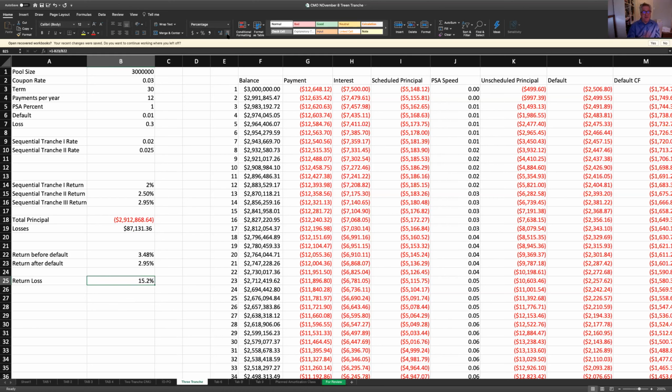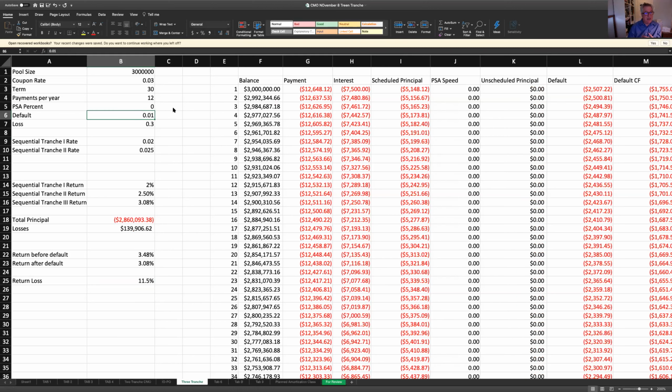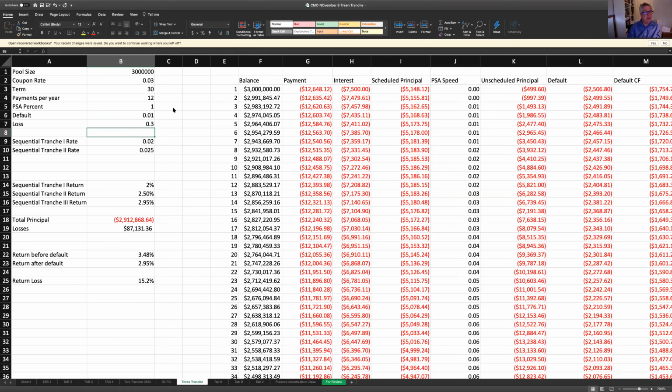So that's an overview of how you look at tranched CMOs with sequential tranching, the impact on returns, looking at changes in prepayment, looking at changes in default. Again, you can do a lot of things with this kind of spreadsheet. So I'll put the default back at 0 just for a second here. Oops, that was a mistake. That should still be 1. Where's my default? Oh, there we are.